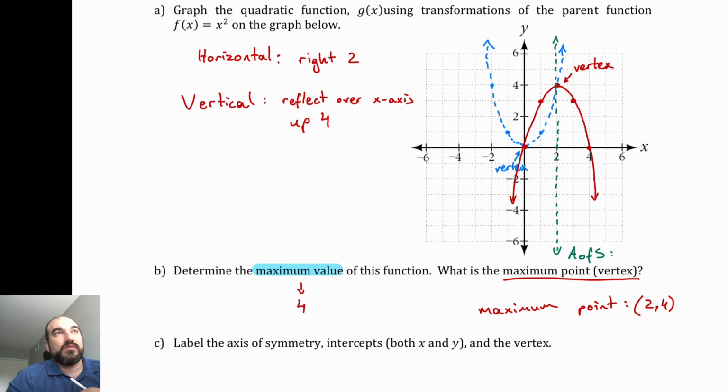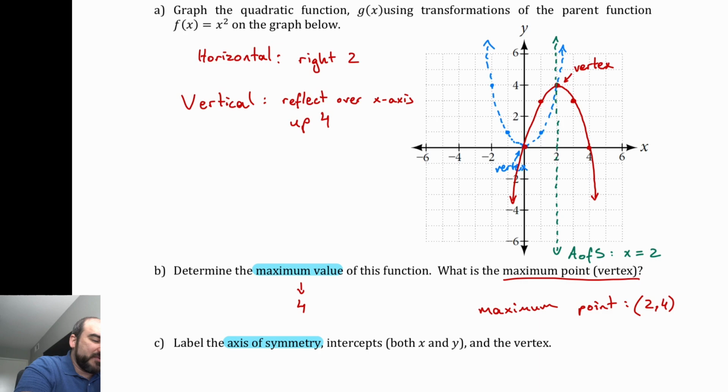Is x equals 2? x equals 2. Good. Remember, a vertical line has an equation that's always x equals a number, and you determine the number by looking at where it goes through the x-axis. Because it goes through 2, if you pick any point on here, it's 2 comma something. If I pick a point down here, that's 2 comma negative 3, 2 comma negative 5, 2 comma 0, 2 comma 1, 2 comma 2. x is always equal to 2, so the equation is x equals 2. So we've just labeled the axis of symmetry. That one is good.